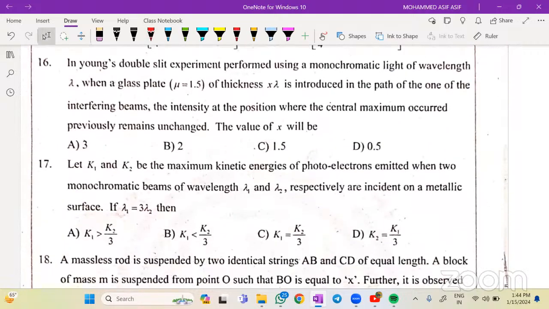Next one. In Young's double slit experiment performed using the monochromatic light of wavelength lambda, when a glass plate of thickness x lambda is introduced in the path of one of the interfering beams, the intensity at the position where the central maxima has occurred previously remains unchanged, x will be equal to how much?